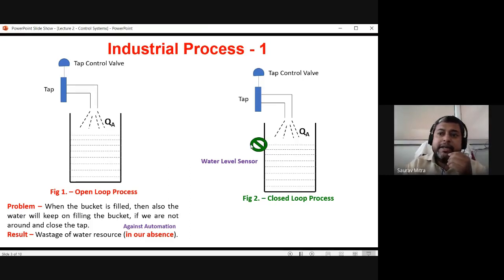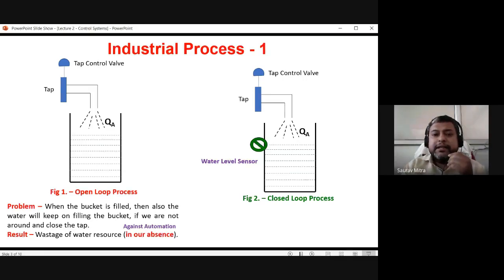So in a water tank at the top of our terrace, we sometimes put a sensor in the tank. If the water is filled up to this much point inside the tank, it will give a signal and the tap will automatically close. Tap will automatically close means it is not going to give any water. So the same thing we are implementing here.